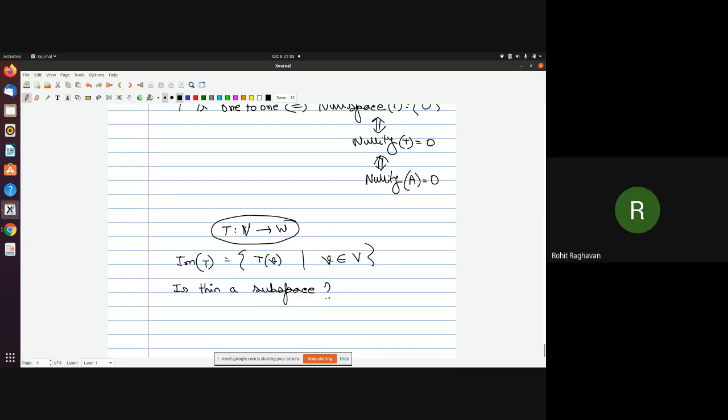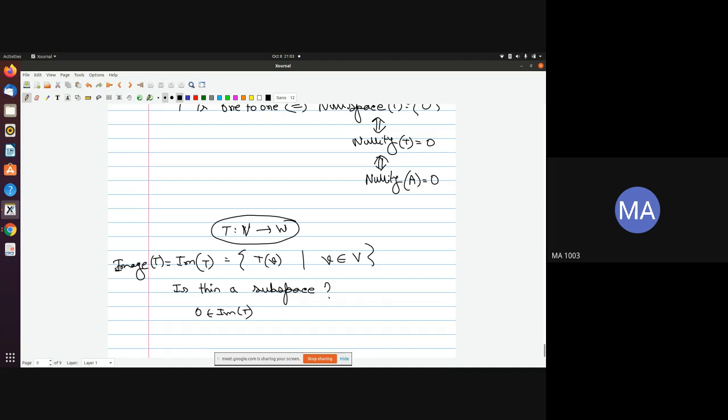Sir, what is it? Image. It is written as Im, image of T. Okay. So, does 0 belong to here? Yes, sir, because T of 0 is 0, so 0 belongs to the image of T. I don't have to bother about that.